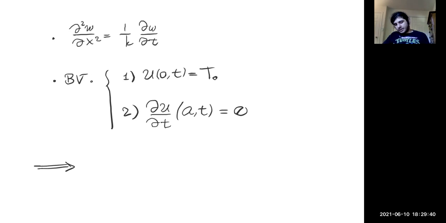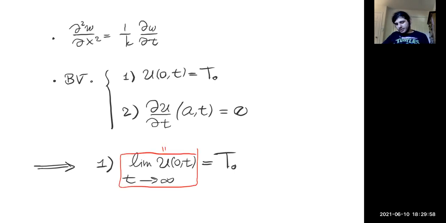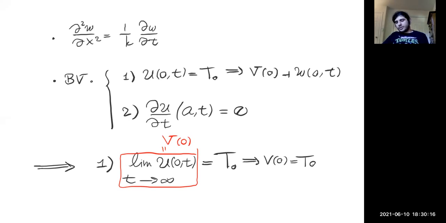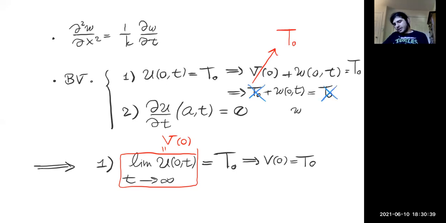So if I do that for condition number 1, I would see the limit of u of 0 and t, when t goes to infinity, is equal to the constant t naught. Now this limit is equal to v of 0, right? Remember v of 0 was equal to t naught. On the other hand, u is equal to v at 0 plus w of 0 and t, right? u is equal to their sum, and this is equal to t naught. Now, if v of 0 is equal to t naught, it means that t naught plus w at 0 and t is equal to t naught. We cancel these two. We see that w of 0 and t is equal to 0. We had computed this before. It was just, again, a review.